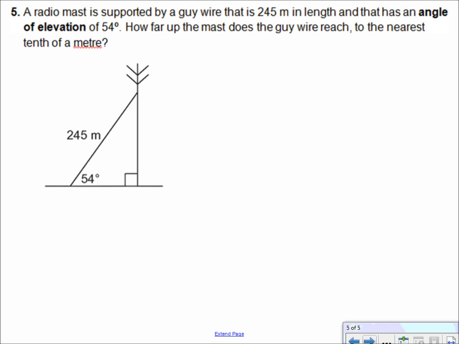So really, all we want to know is this side here, because we want to know how far up that mast the wire's reaching. It's a right angle triangle. I have an angle, I have a side, I need another side. It's SOHCAHTOA right away. So based on this angle, I'm going to identify this as hypotenuse because it's across from the 90 degrees, and its x value as opposite.